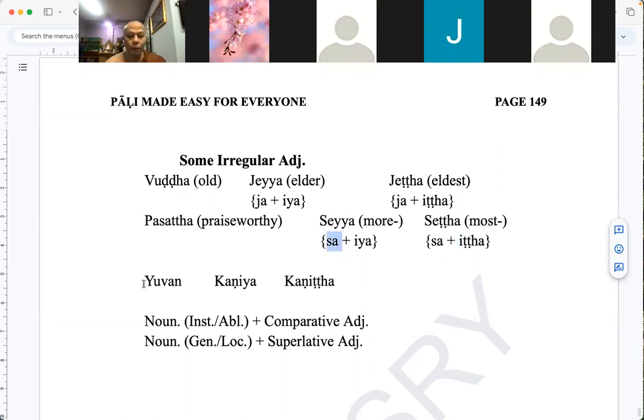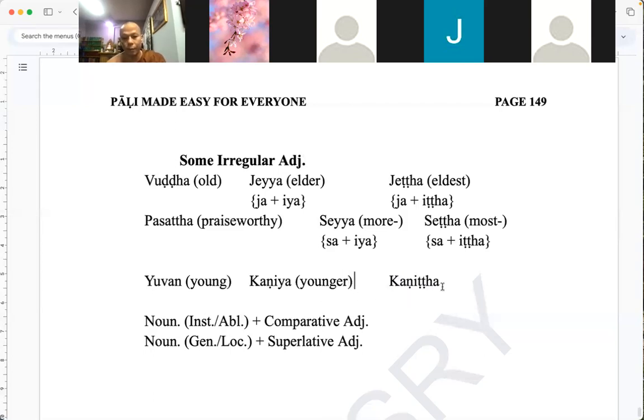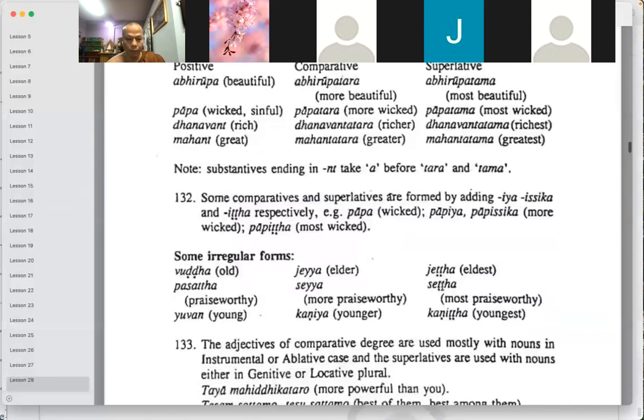And then here U1 and Ganeta also. U1 is young, but Gania is younger. And then Ganeta maybe is the youngest. Yeah, younger, youngest. Okay.